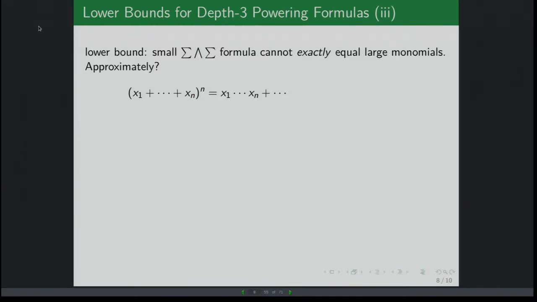Okay. But it turns out that the answer is really no, and that's because there is other stuff going on here. There are other monomials like x1 to the n, xn to the n. And I want to say that those are ruining any sense in which this linear form is approximately computing this monomial. So how can you make that precise?